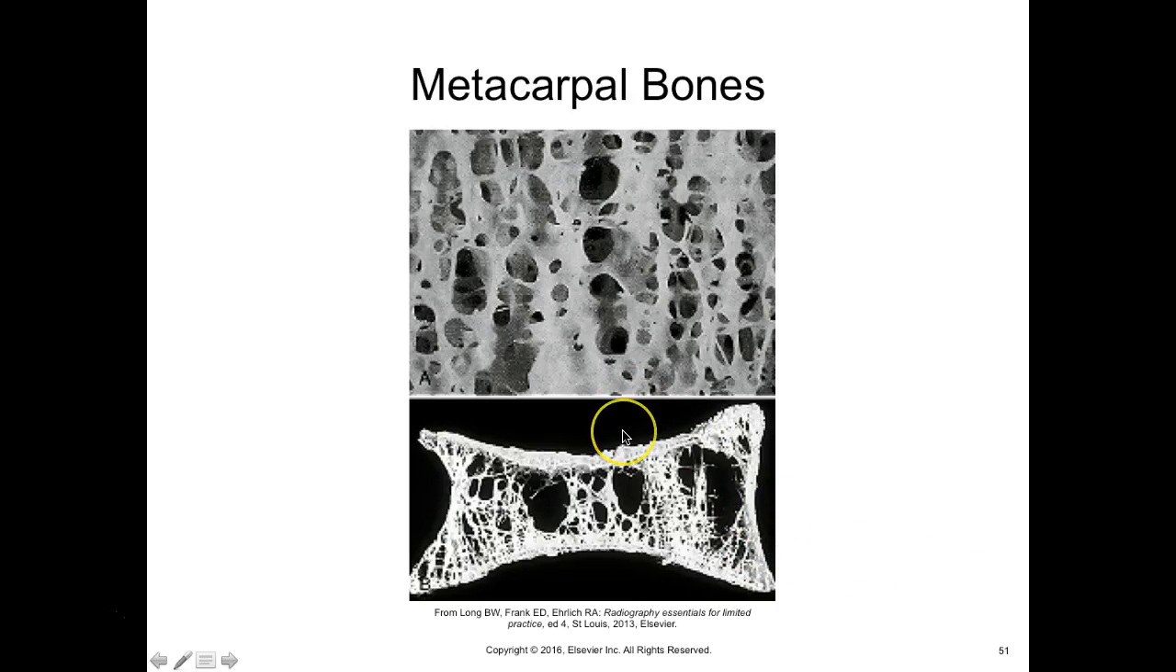So this is showing you a metacarpal bone. So you can see here, there's definitely little holes here. This has lost the density. So here we have a ton of deterioration and holes. It's become very porous.